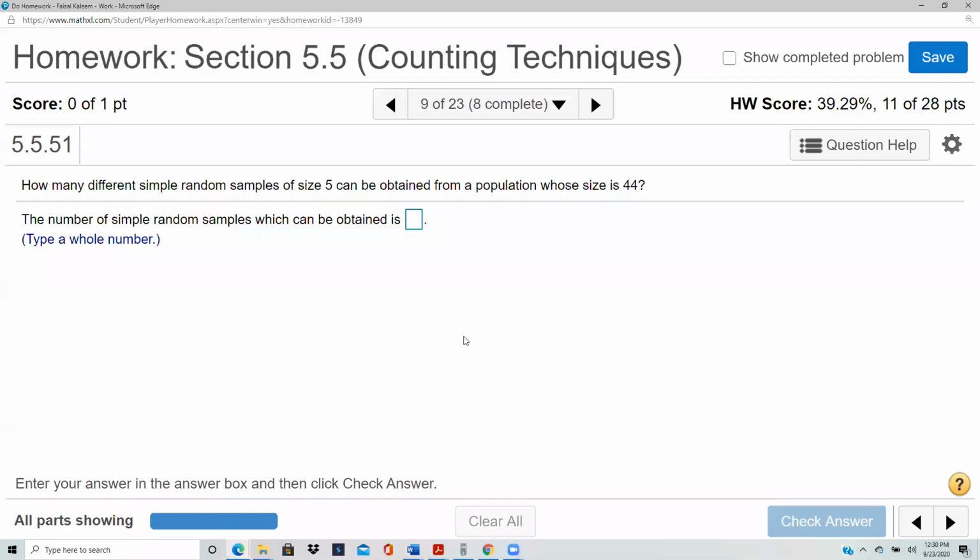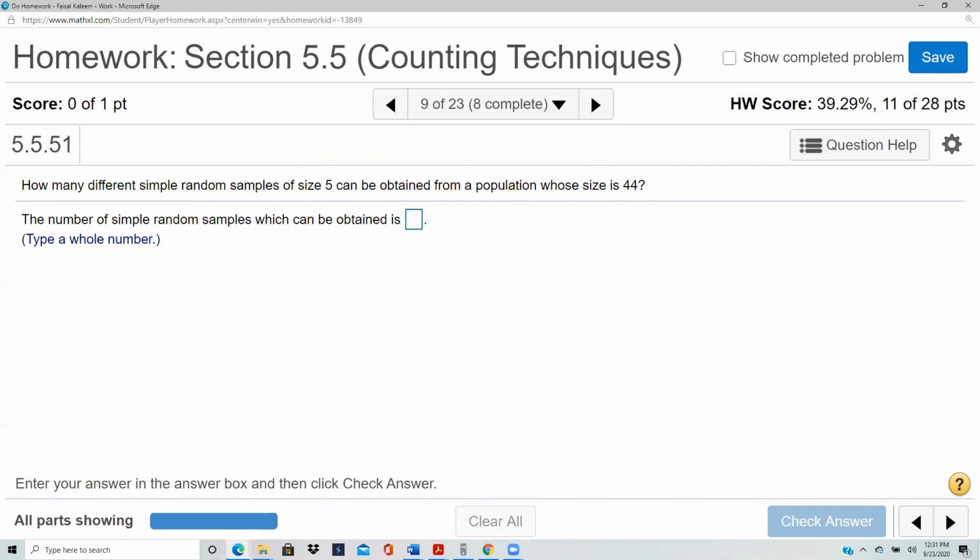How many different simple random samples of size 5 can be obtained from a population whose size is 44? So this is a selection of 5 objects from 44. So it's either combination or permutation. And once again, we said that if there is nothing to suggest that order matters, then by default it's combination. So it's 44 combination 5.